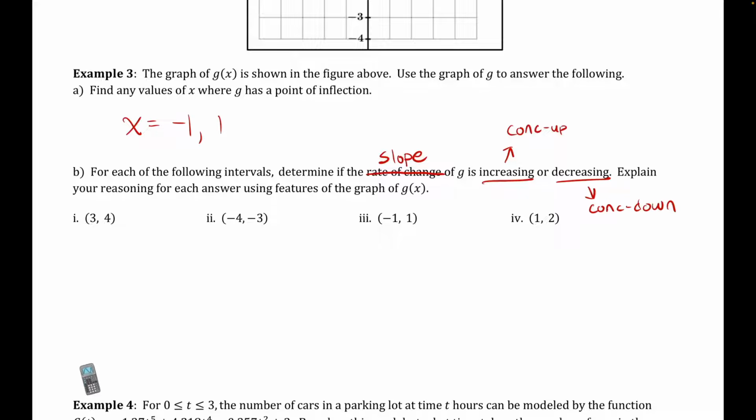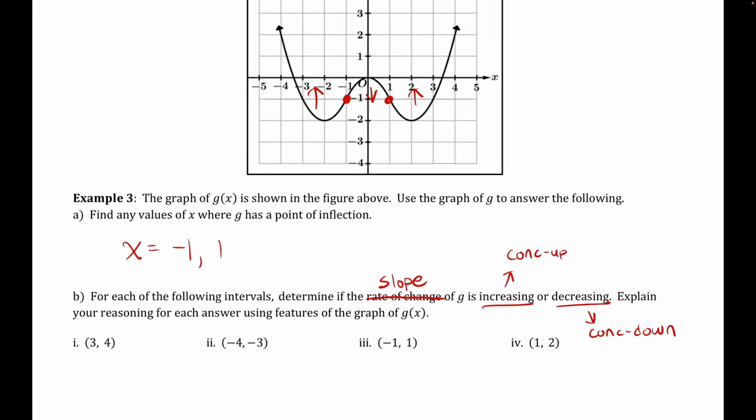Oh, and look at this, we have to explain our reasoning for each answer using features of the graph. We can't just say an answer. All right, let's go ahead and look at this interval 3 to 4. Between 3 and 4, what's going on?